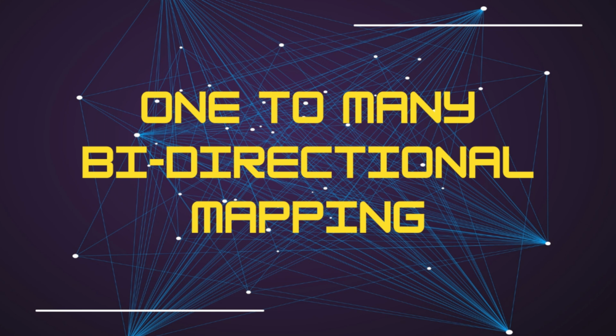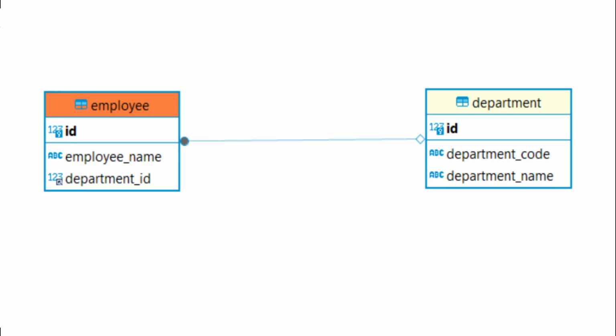So what actually is a one-to-many bidirectional relationship? It is obvious that it involves two entities where one entity has a collection that holds multiple instances of another entity, and this relationship is bidirectional, meaning that each entity is aware of its relationship with the other entity.